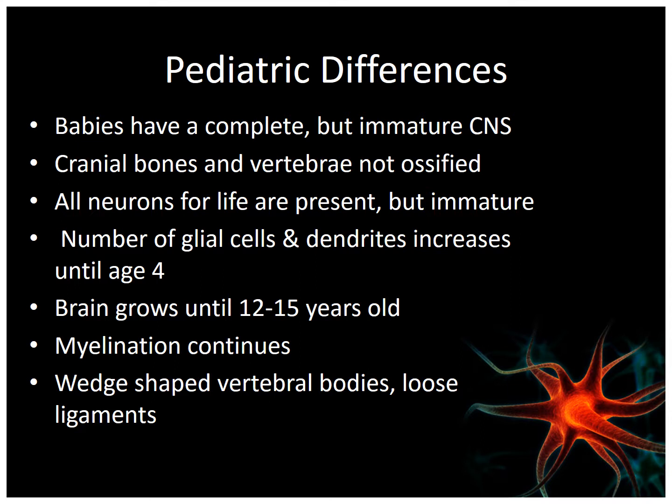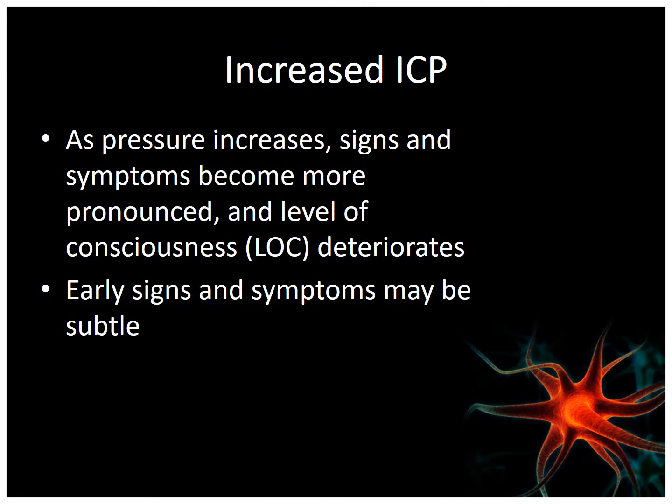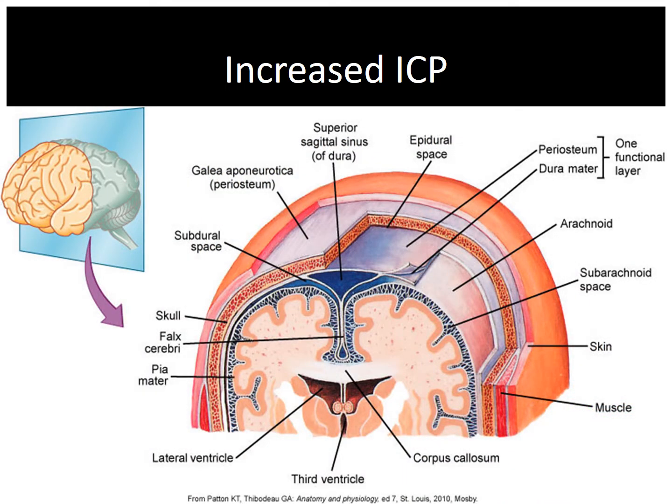The loose ligaments allow more movement, but it also comes at the price of increased risk of injury. The brain is well protected, but still vulnerable to pressure that may accumulate within the cranium. And this is just a good graphic because it shows the meningeal layers.